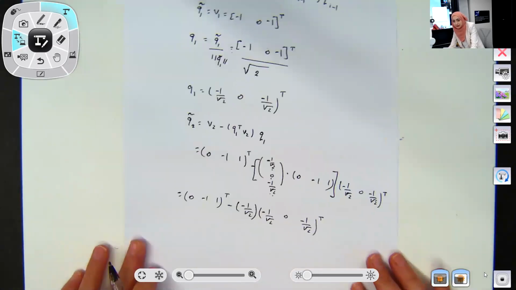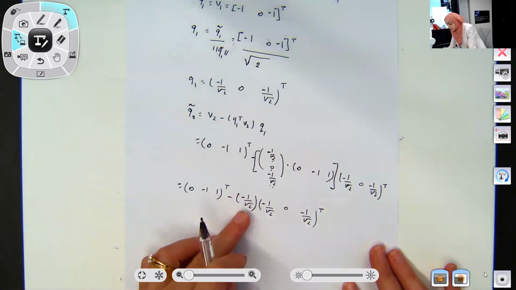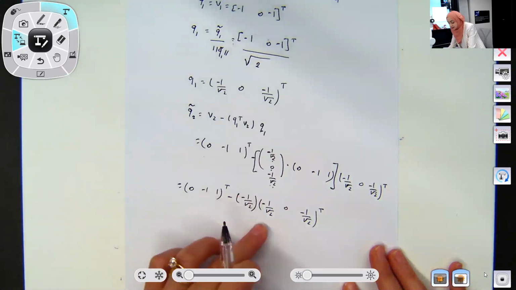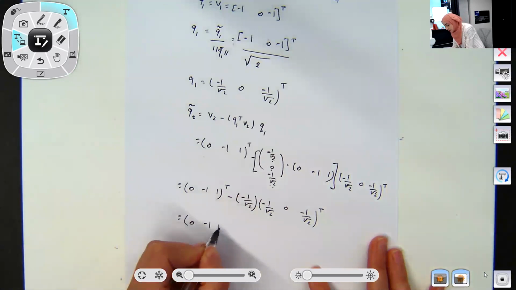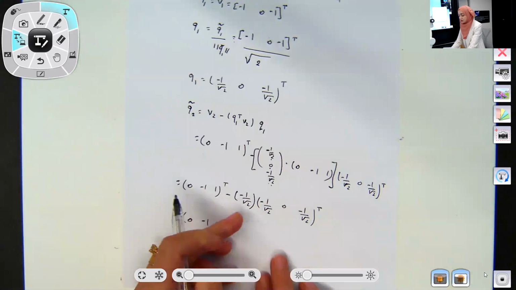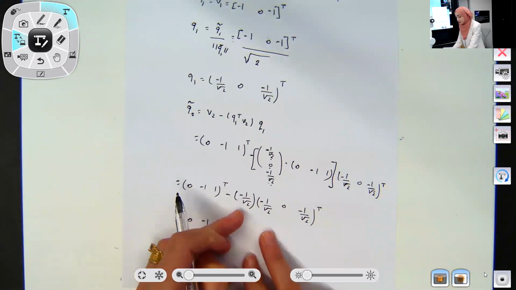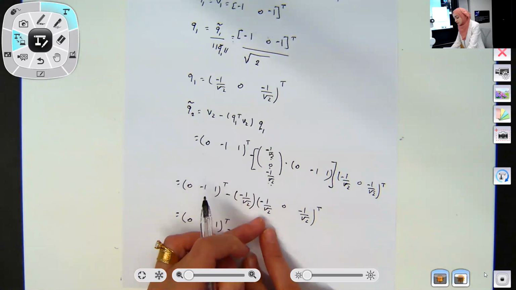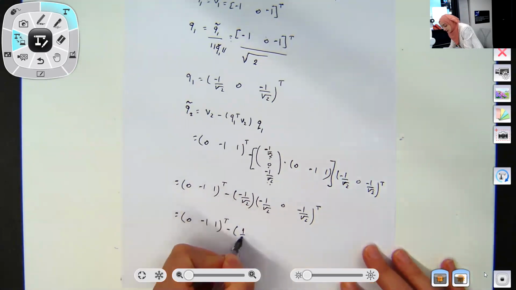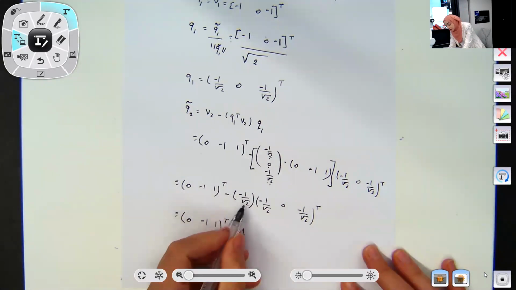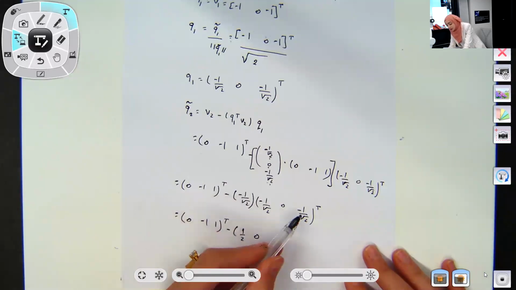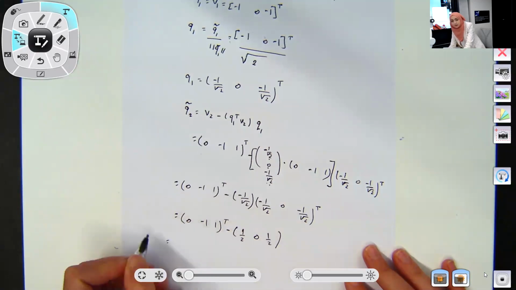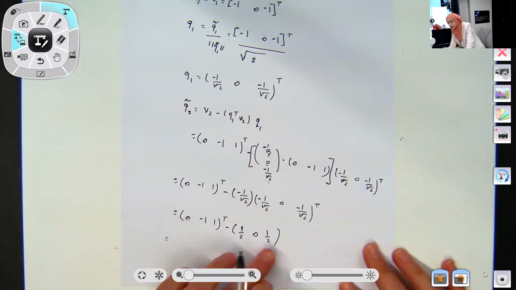Now we need to calculate minus 1 over square root of 2 multiplied with Q1. Let's multiply minus 1 over square root of 2 with minus 1 over square root of 2. This will give you 1 over 2. Minus 1 over square root of 2 times 0 is 0. And the last thing, minus 1 over square root of 2 multiplied with minus 1 over square root of 2 is also a half. Now we just need to subtract this vector from V2.